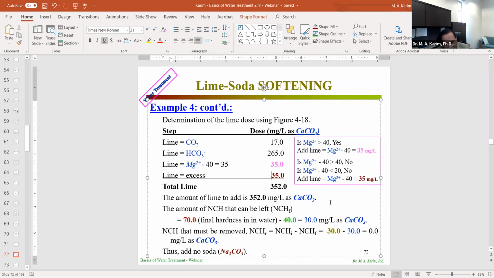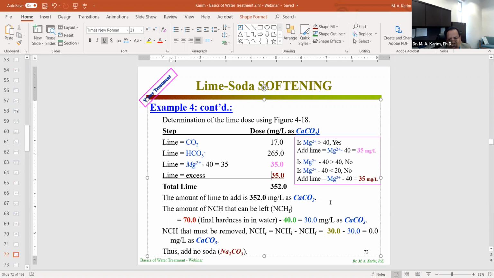We may need to convert it into the ion itself or as calcium oxide, but I didn't do that in this problem, though I did in the other one, just to show you how to do it. The amount of NCH that can be left in the system is 70. We want to bring it down to 40. We can bring it down 40. So how much can we leave? 30, right? What can be left in there is 30.